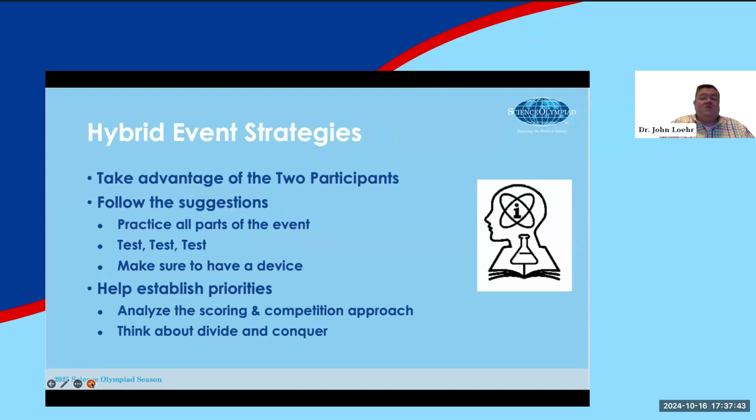Make sure you practice all parts of the event, test, have a device. Again, if there's a build piece to it, you want to make sure you have your device. Then, think about your priorities. When you look at the scoring section, how much value is put on the test versus the device? That can somewhat influence where the kids want to put their time and effort. If you're going to get more out of doing better on the test than the device, then you want to make sure you get the test taken care of.